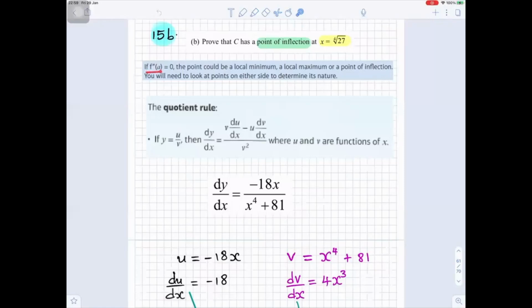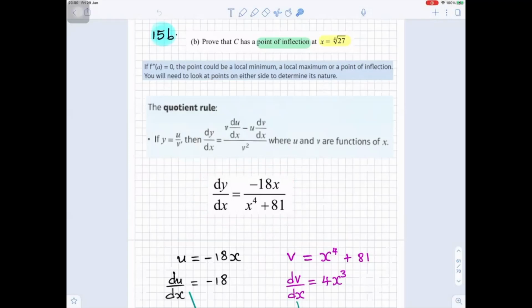So if f double dash of a is equal to 0, the point could be a local minimum, a local maximum, or a point of inflection. You will need to look at points on either side to determine its nature. So we want to differentiate again, to find f double dash, which means you differentiate it twice. We're going to use the quotient rule, and this is the formula for the quotient rule. So we want to differentiate this a second time.